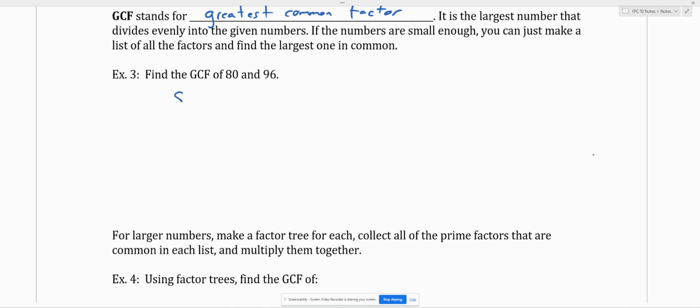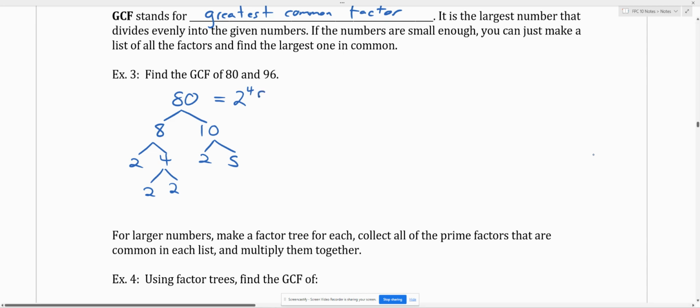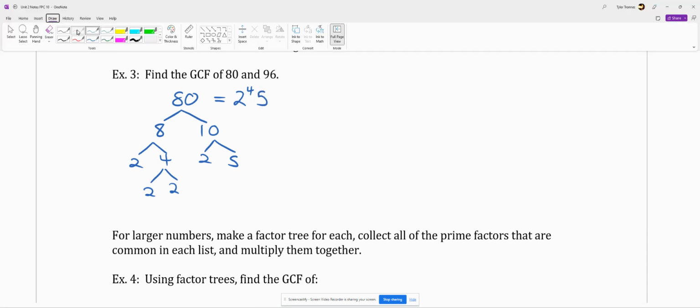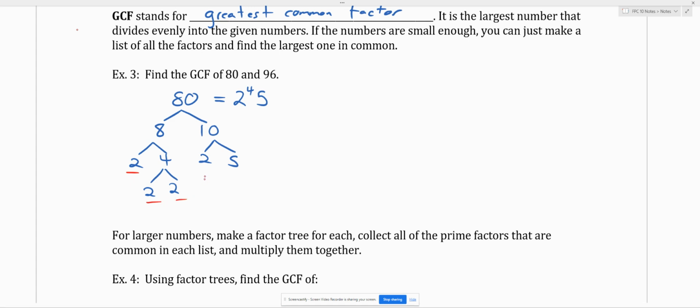First, let's take 80. Let's do it right here. And right away ends in a 0, so I know it's divisible by 10. So I'm going to break that into an 8 and a 10. And 8's not prime. I'm going to break that into 2 and 4. And that breaks into 2 times 2. 10 breaks into 2 times 5. And I have my prime factorization. Prime factorization of 80 is 2 to the 4 times 5. Okay, and again, that's coming from, I have 1, 2, 3, 4 2's and the 1 5 being multiplied.